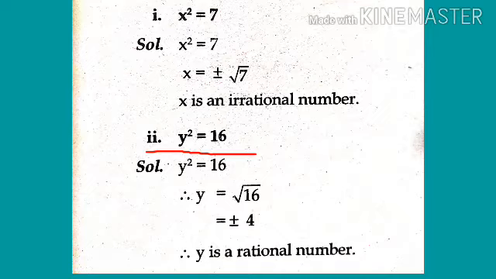Second question, y square is equal to 16. Then y is equal to root of 16. That implies y is equal to plus or minus 4. We know the square of 4 is 16. Therefore, y is a rational number.